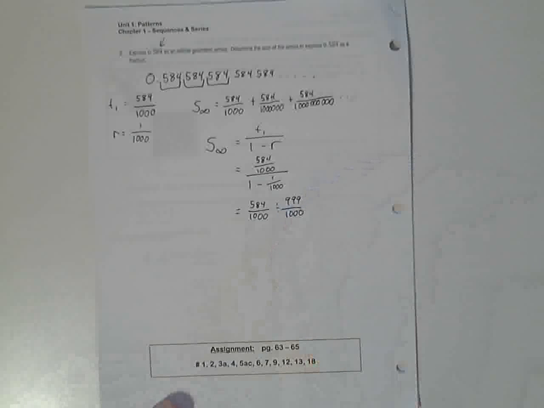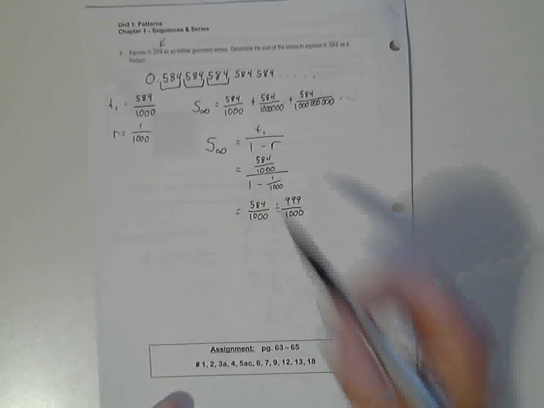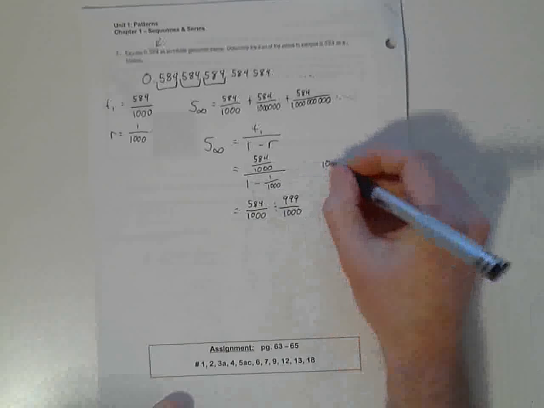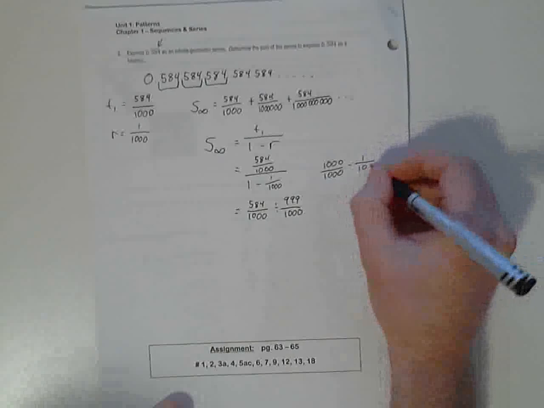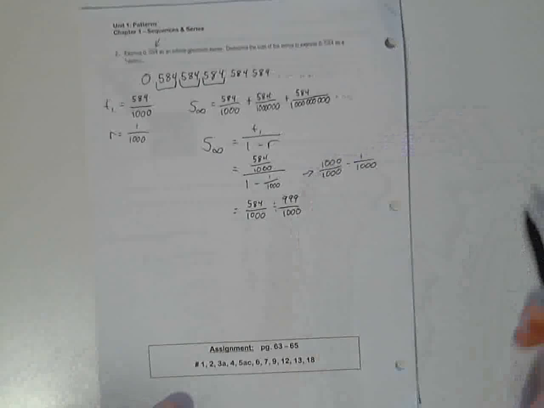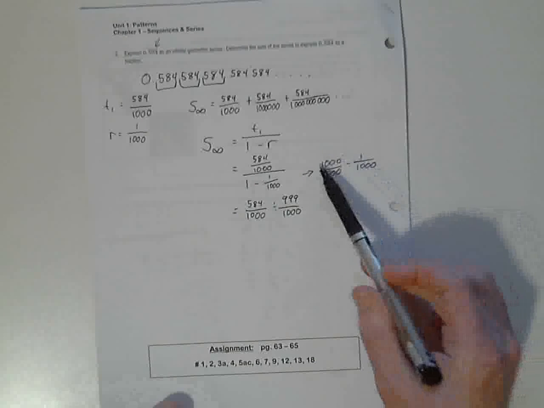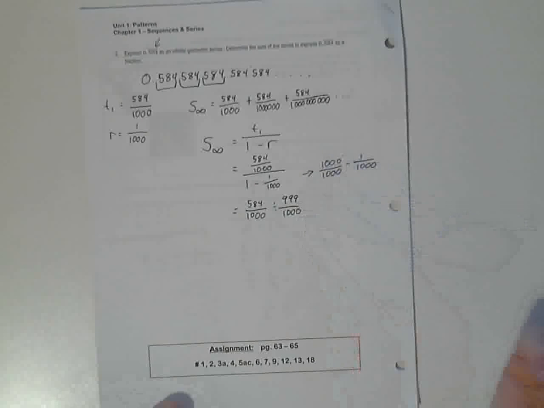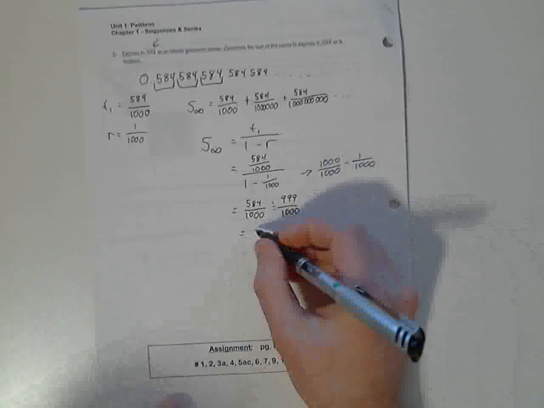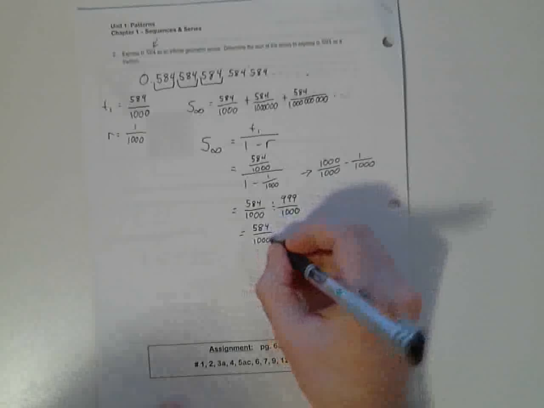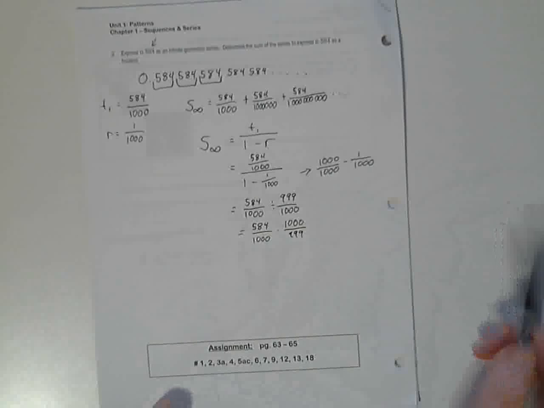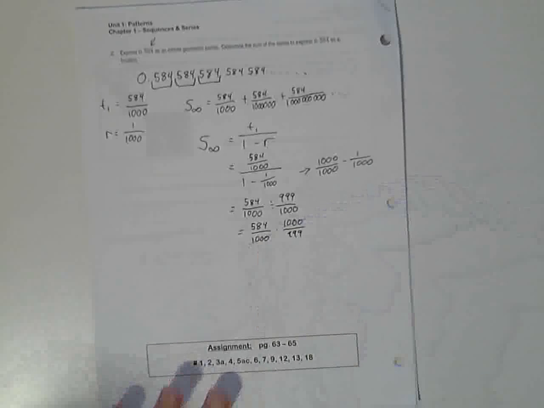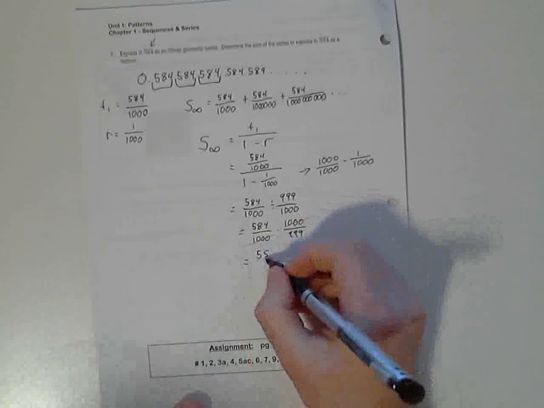If you need to do it slowly, you find a common denominator: 1,000ths over 1,000, subtract 1 over 1,000. That's the slow way you could do it. Then all you need to do is subtract the tops: 1,000 minus 1 is 999, and the denominator stays the same. Okay, keep, change, flip: 584 over 1,000 times 1,000 over 999. The only thing that happens here is the thousands cancel each other out, which makes our answer 584 over 999.